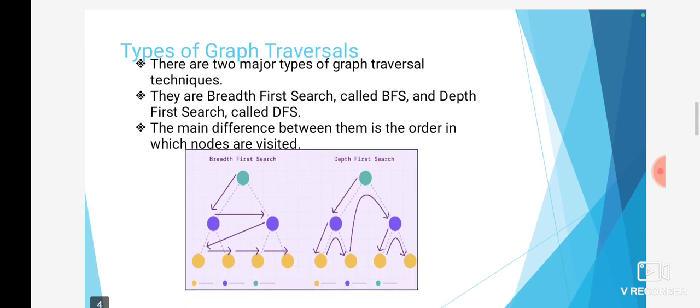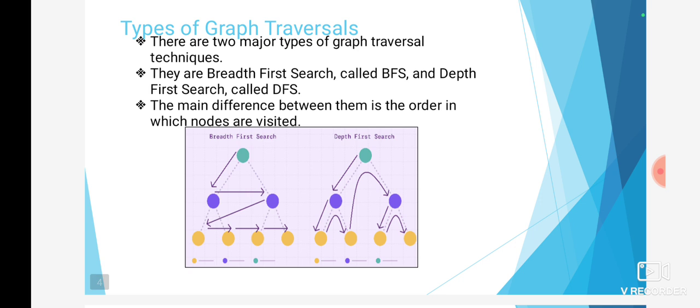Types of graph traversals. There are two major types of graph traversal techniques. They are breadth first search or BFS and depth first search or DFS. The main difference between BFS and DFS lies in the order in which nodes are visited.